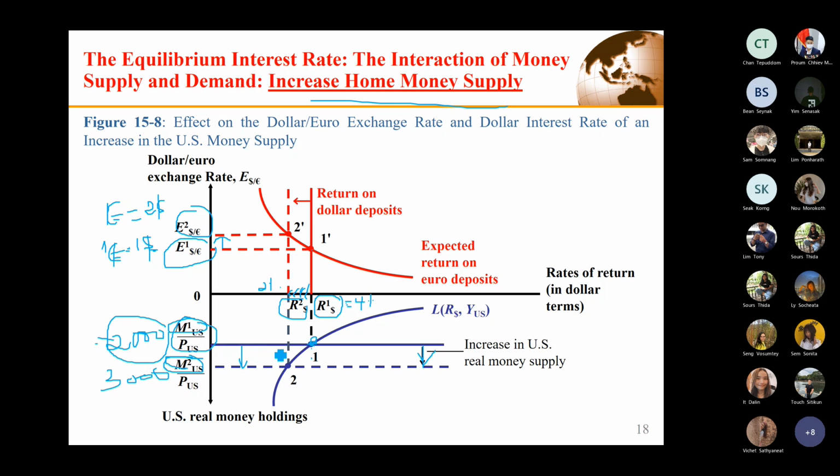And whenever the interest rate on the dollar is lower, because the economy has more money than what people need, then the value of the dollar would also depreciate or become less expensive or cheaper. So €1 becomes $2. So you move from point 1 to point 2, and in the foreign exchange market, you move from point 1 prime to point 2 prime.